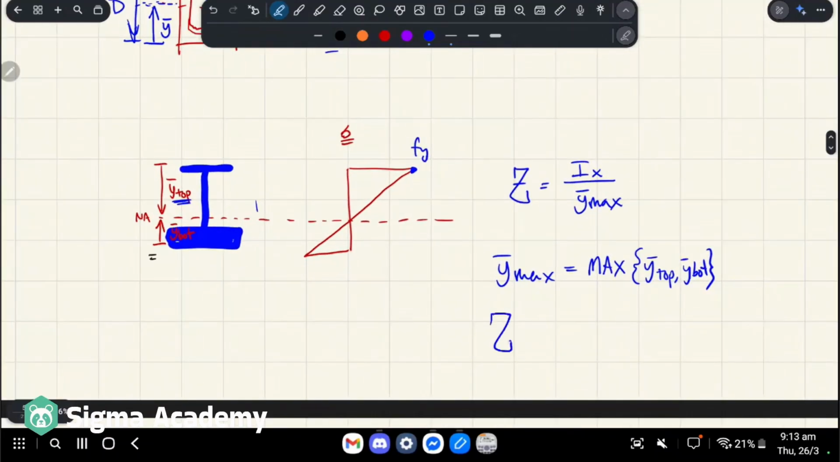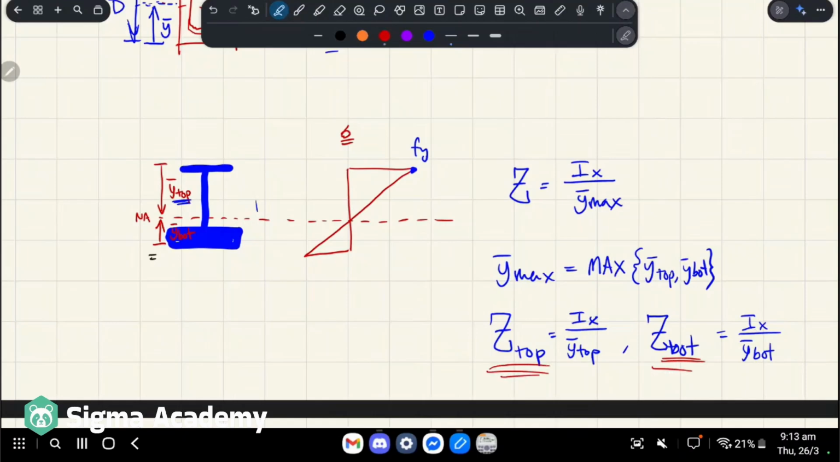Sometimes you might see the idea of Z top and Z bottom, okay? Z top and Z bottom is just referring to which side you're taking it from. So Z top is Ix over Y hat top, and then Z bot is Ix over Y hat bottom. Do you see what I'm saying? These will give you two different numbers, and the more critical one is the one which reaches the neutral axis faster, right?